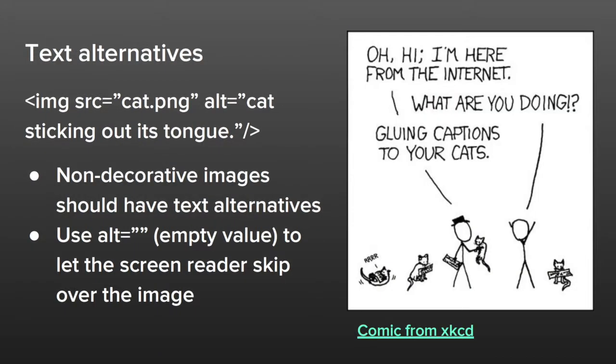So I have a slide here about text alternatives, and this is as easy as an image tag. This is HTML. If people don't know HTML, I'll try to explain what I'm talking about. Basically, it just requires a source for the image, the SRC, and the alt tag. And the alt tag should just be a description of the image. This is not supposed to be the image next to it. It's just supposed to be a cat sticking out its tongue image. So you can picture that.